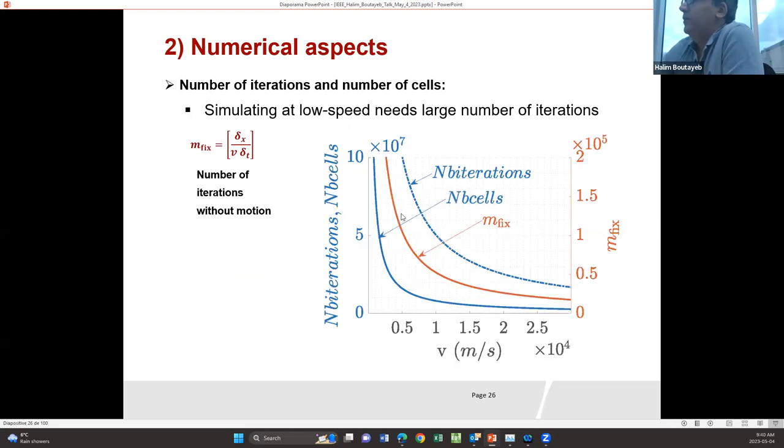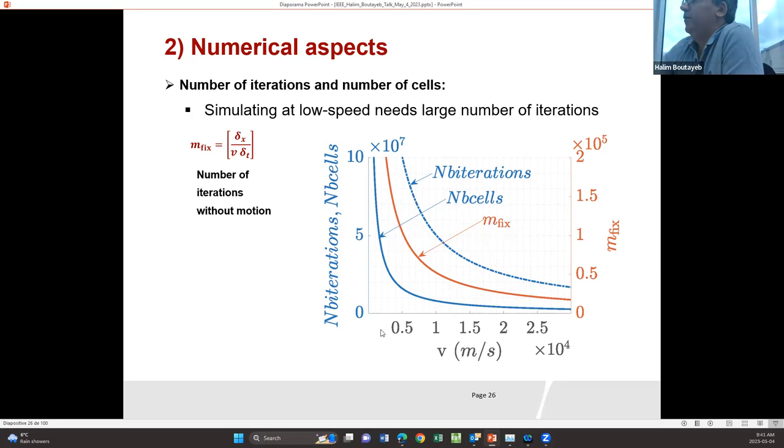So based on the previous analysis, we have plotted here the number of iterations, the number of cells, and m fix, which is the number of iterations needed without motion. We have a wave propagating at the speed of light, c, and an object moving at speed v. In order to make the object move, for a certain number of iterations the object is not moving, and then it moves from one cell to the other cell. So m fix is the number of iterations without motion.